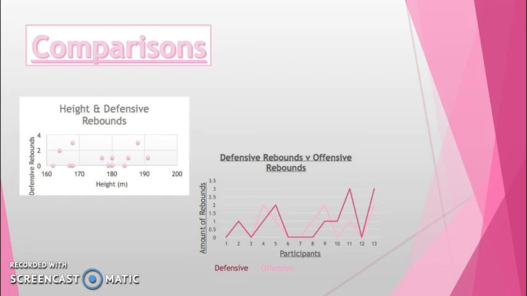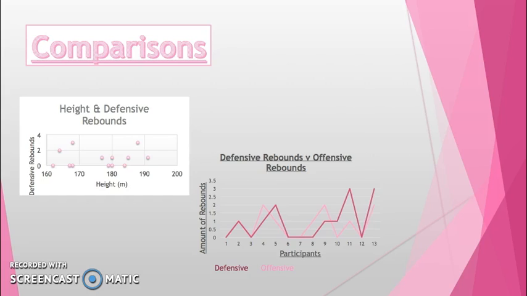Here we have 2 comparisons from the data we collected from our basketball match. Our first comparison is to see whether someone's height can make a difference in the amount of defensive rebounds that they achieve. We can see from this graph that there is no correlation between these. This tells us that the height of the player doesn't affect the amount of defensive rebounds that they succeed.